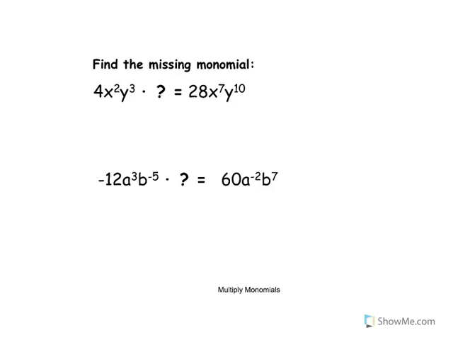Find the missing monomial. So 4 times what will give me 28 times 7. X squared times what will give me x to the 7th, x to the 5th. Y cubed times what will give me y to the 10th, y to the 7th. Negative 12 times what will give me 60 times negative 5. A cubed times what will give me a to the negative 2nd. Well, that would be a to the negative 5th. And from b to the negative 5th, to get all the way up to b to the 7th, I have to use b to the 12th.